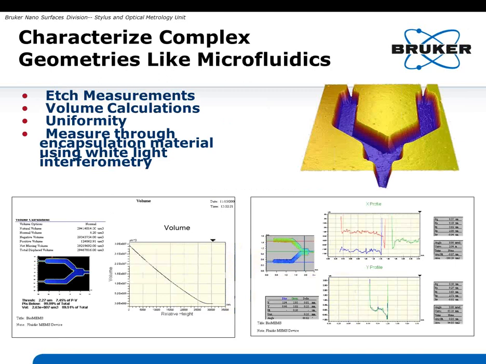You can also characterize complex geometries like microfluidics. You can look at etch characteristics. These devices can do volume calculations, look at uniformity, particularly in things like microfluidics. The roughness of the channel, the volume of the channel are very important in terms of how fluid flows through them and the end device characteristics. The other thing about, again, we mentioned an optical technique, is you can actually measure the microfluidic channels through the encapsulation material so that you can actually characterize the volume of the channel rather than just looking at the bottom surface.